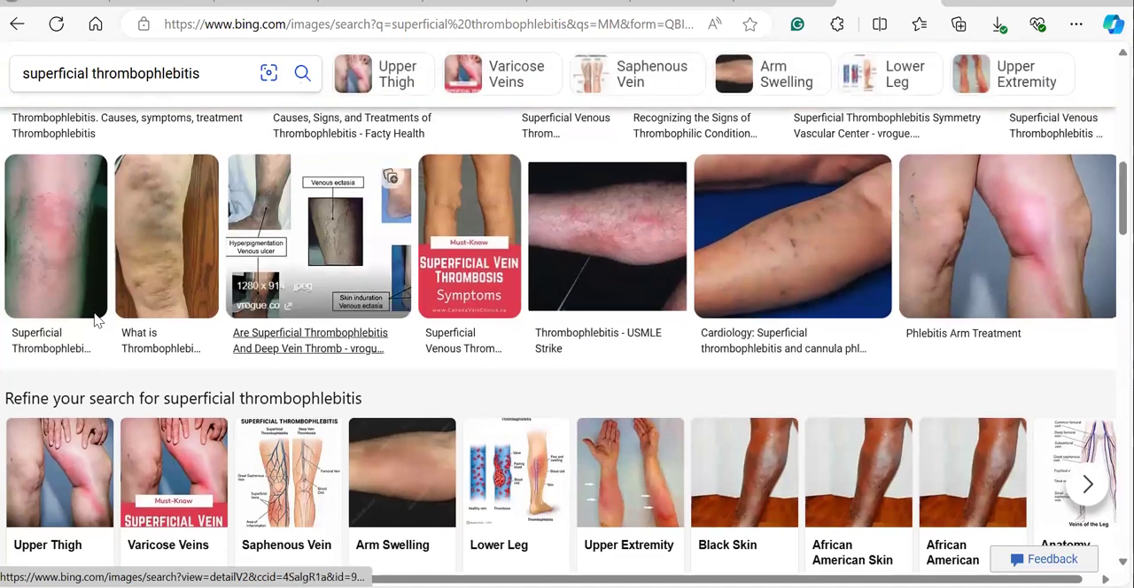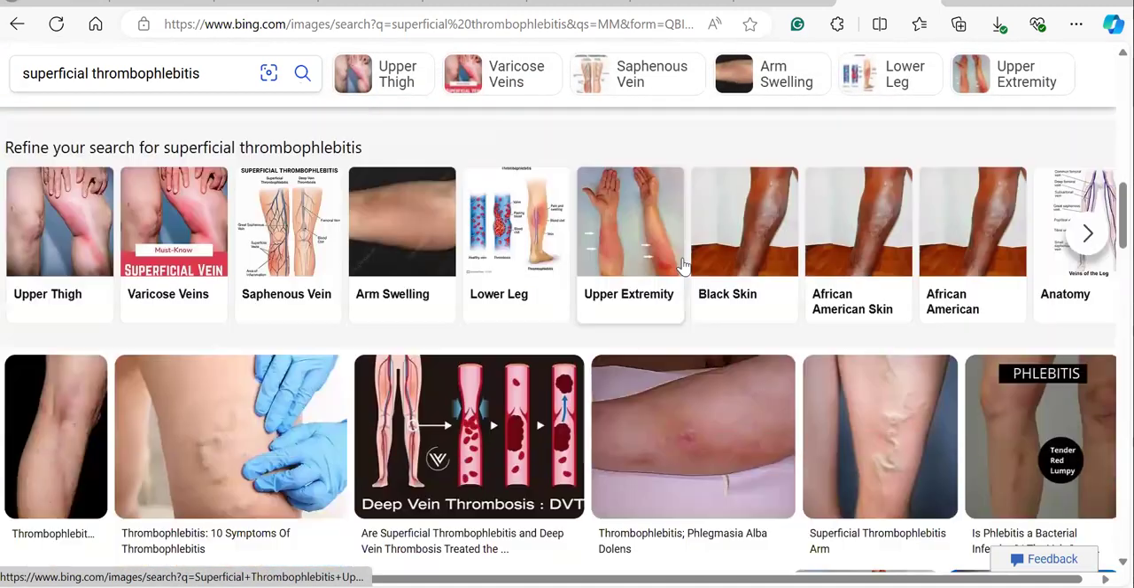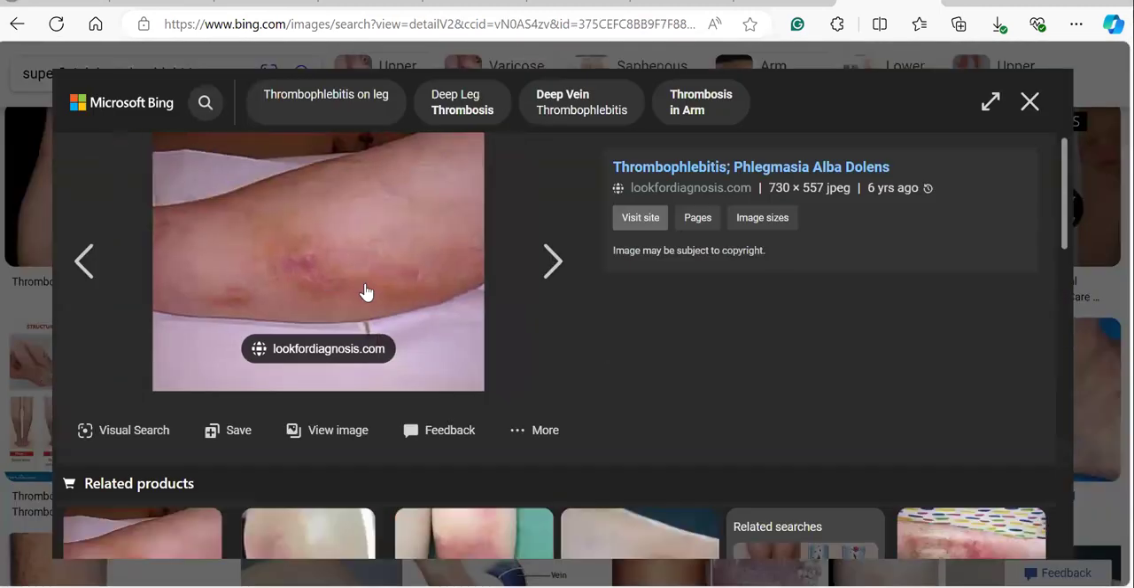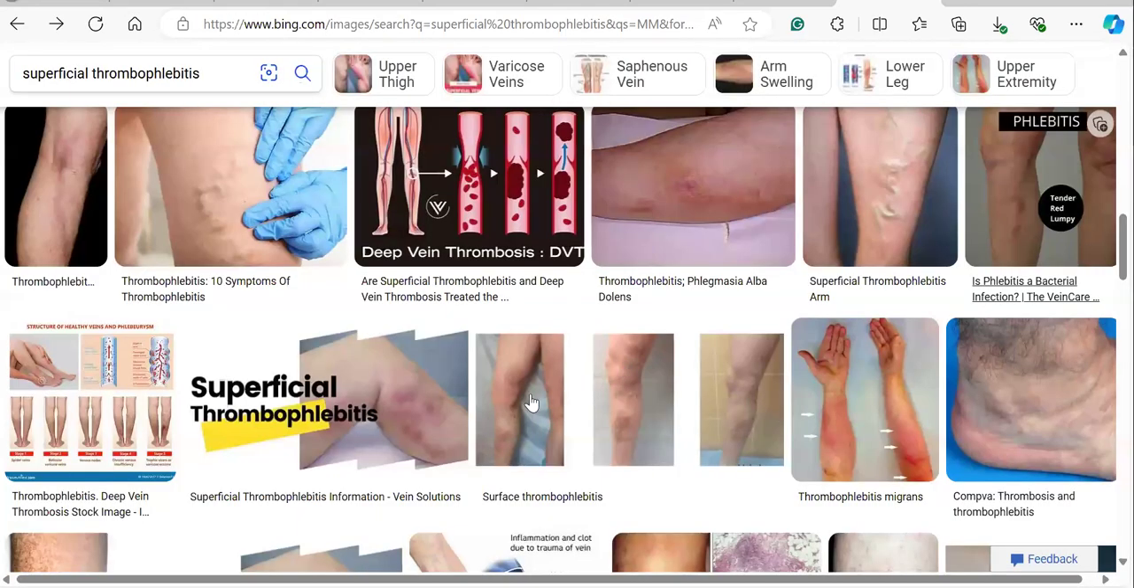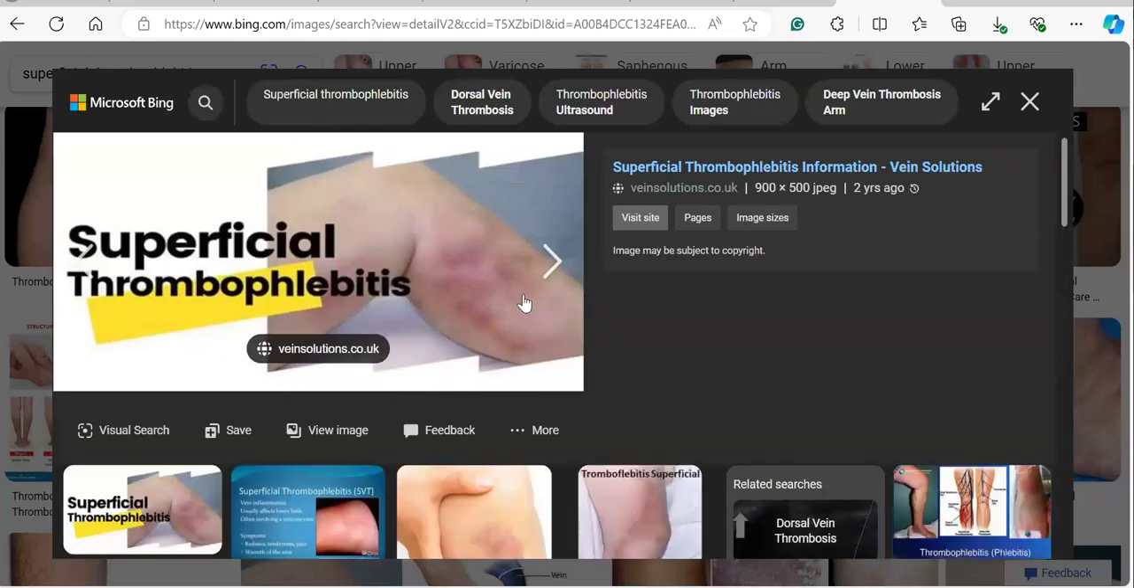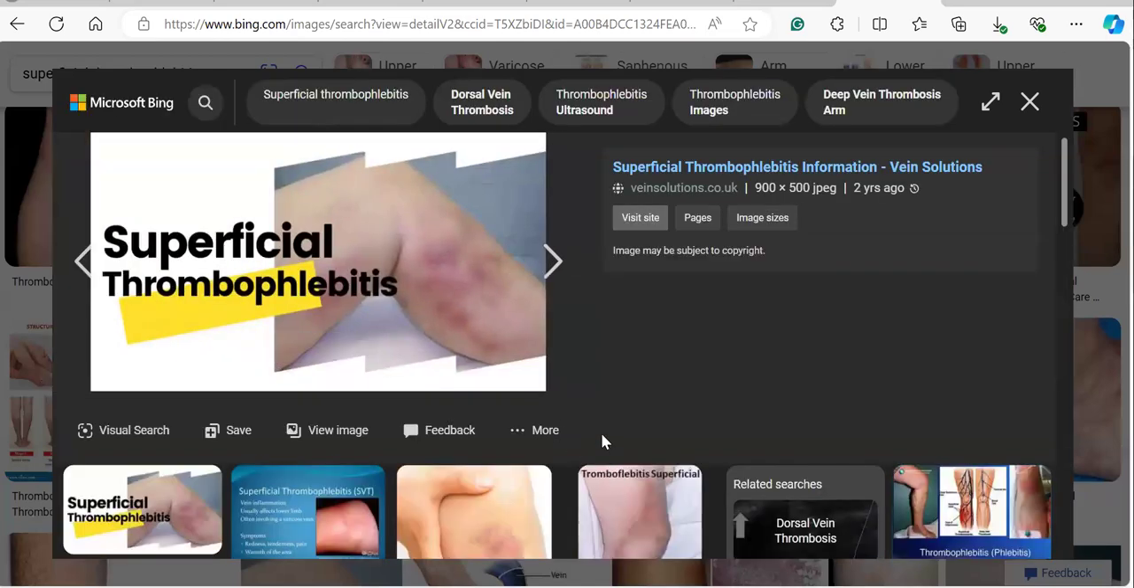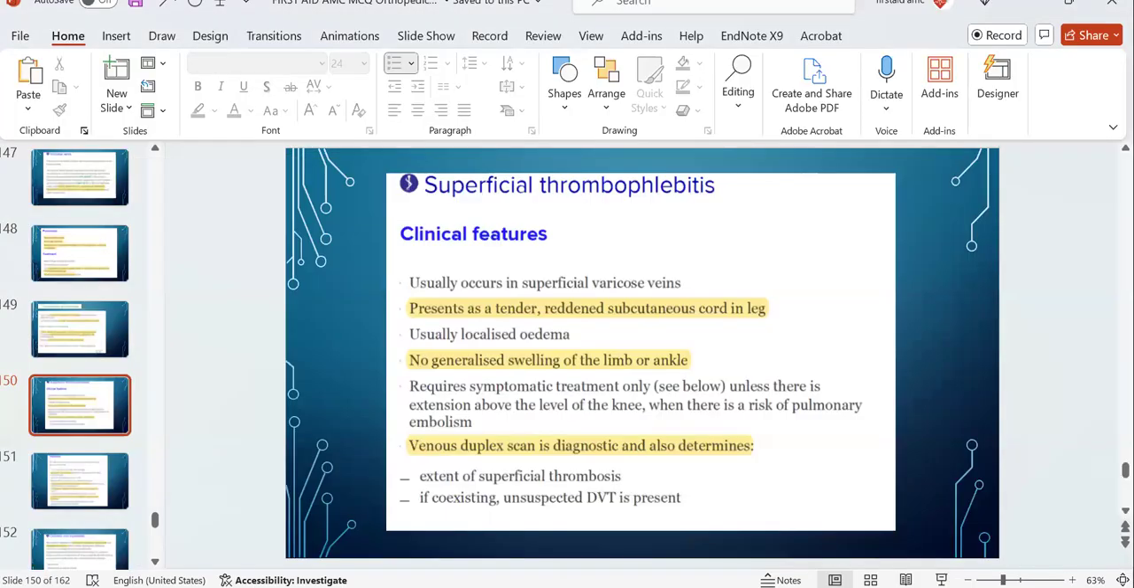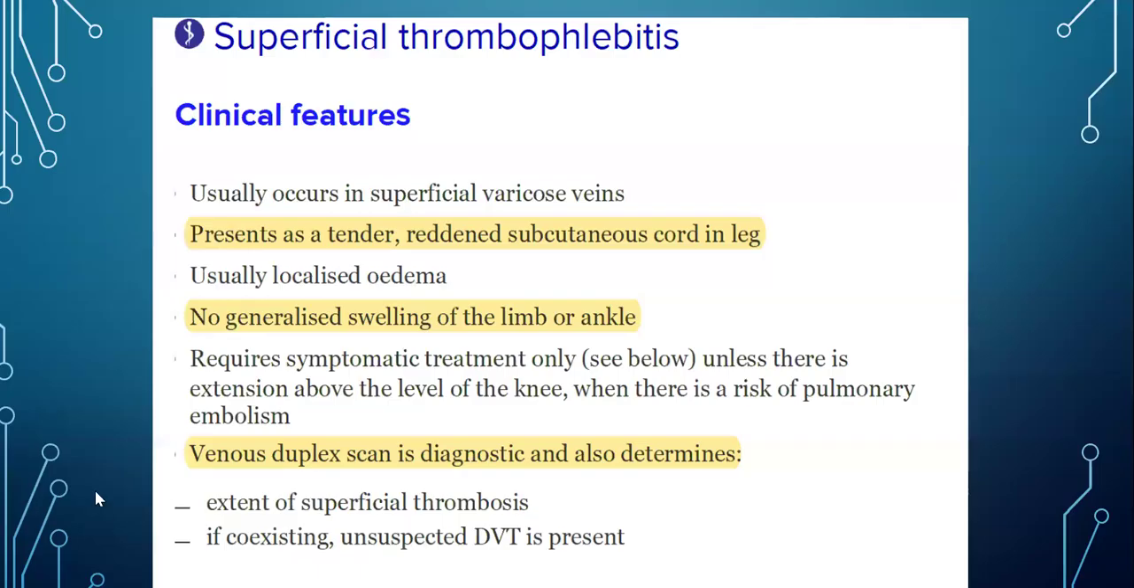See this one? So the varicose vein can get red and tender. So the patient will be a non-varicose vein patient, but then the varicose vein becomes very red, painful, and tender. So that's superficial thrombophlebitis. For this patient, there is always a risk that they might have a clot in the deep vein. So that's why you need to make sure that you do a venous duplex scan to rule out any possibility of an underlying DVT.